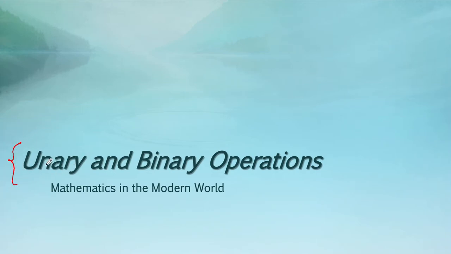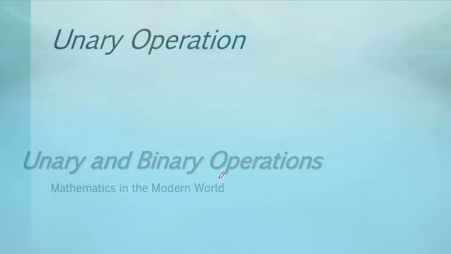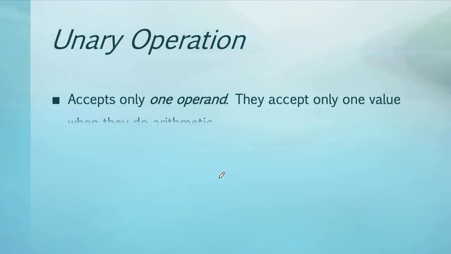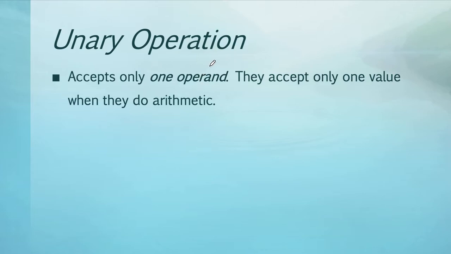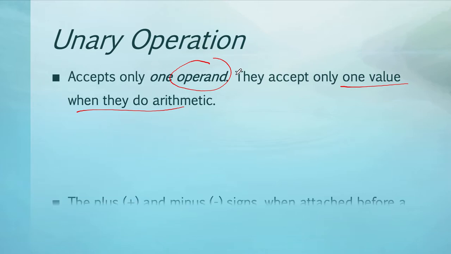So we're still in Mathematics in the Modern World. When you say unary operations, it only accepts one operand. When you say operand, this is only one value when doing the arithmetic. So an operand is only one number in short. Okay, just one number. So it only accepts one number.